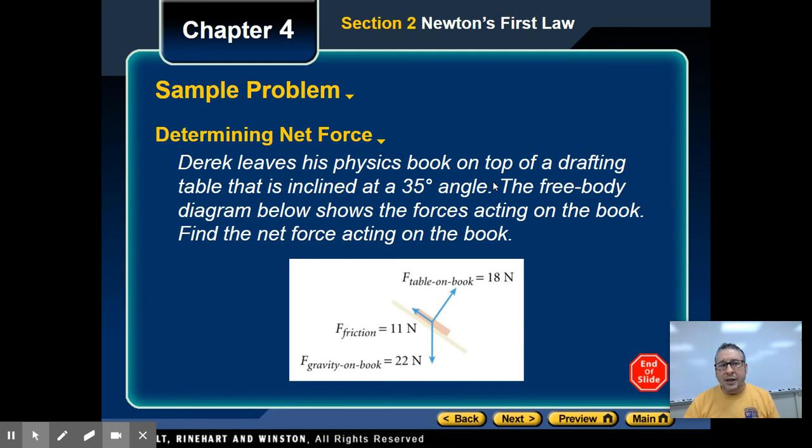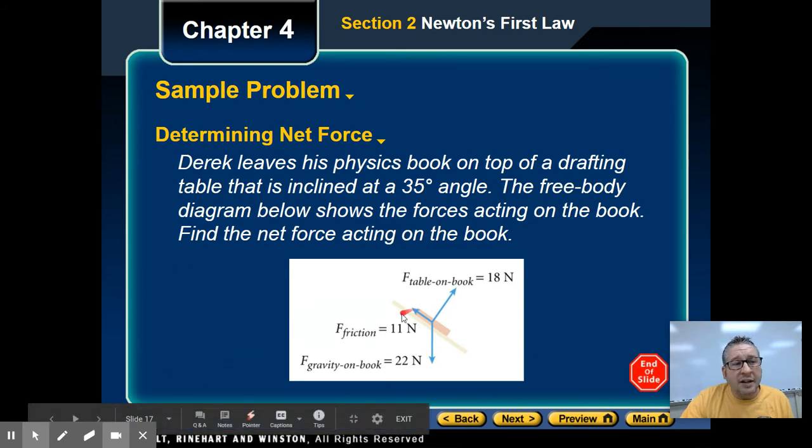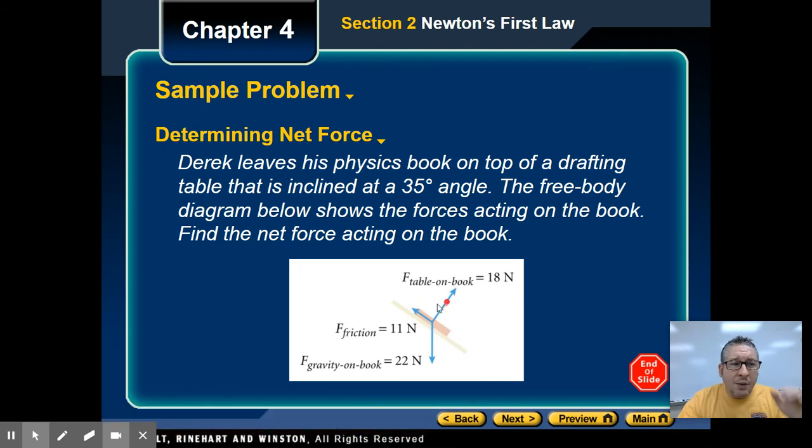The drafting table is inclined at 35 degrees. The free body diagram below shows the forces that are acting on the book. Find the net force acting on the book. So really, what we want to determine is what will happen to this book if Derek has simply left his textbook on this table at this angle. See here, we've got the book, and we've got the table, the tannish color, and we've got the vectors here.